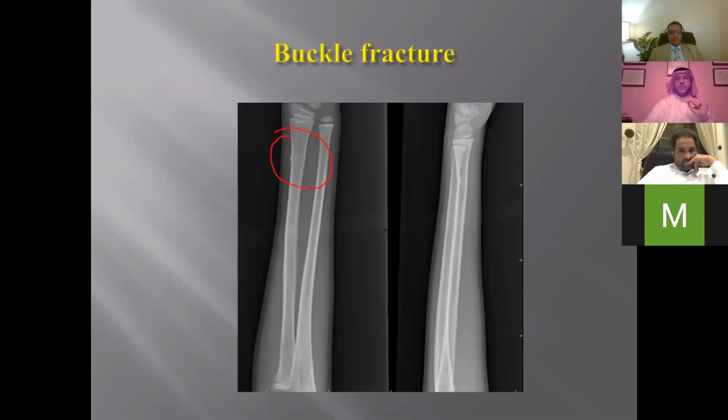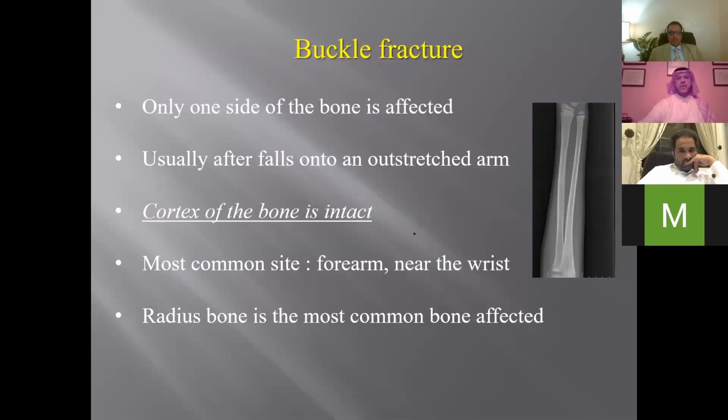Okay, so in a buckle fracture, usually only one side of the bone is affected. This is the most common, but sometimes it affects both sides. But again, the cortex of the bone is intact. This is very important to diagnose a buckle fracture. And the most common site is the radius, usually the forearm, around the wrist.